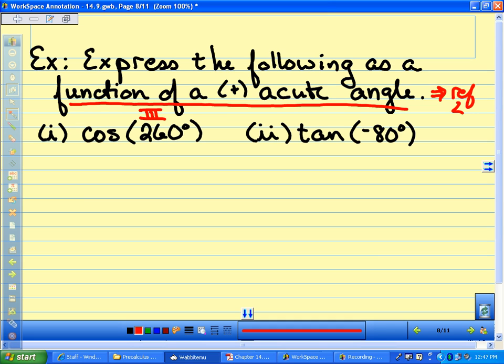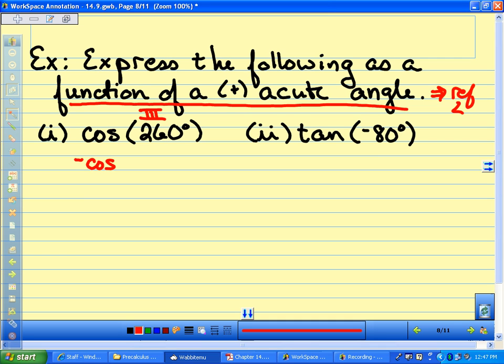So tell me about cosine in quadrant 3. It's negative, so we need to tag a negative to that cosine. So negative cosine. What is positive in 3?